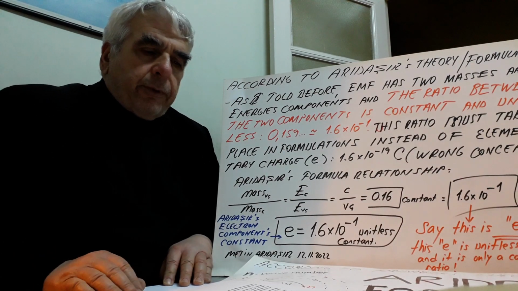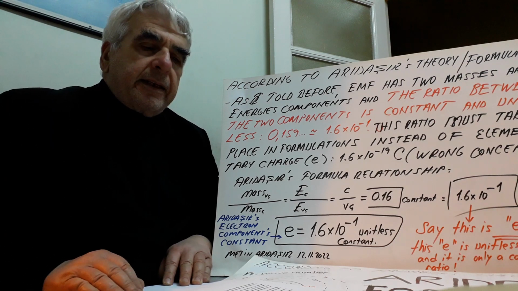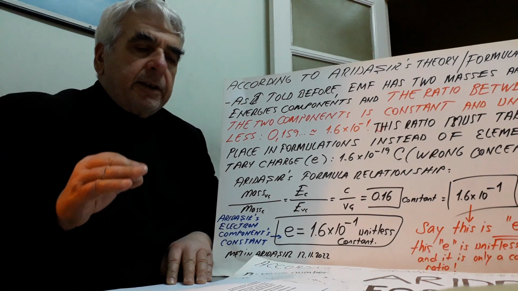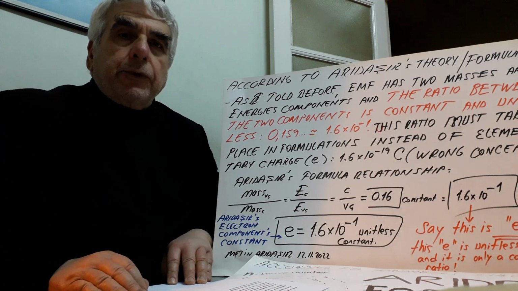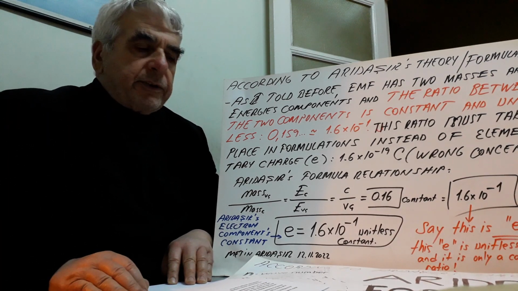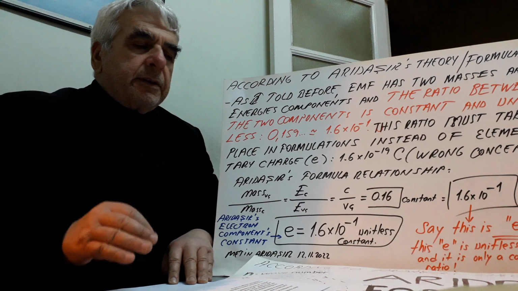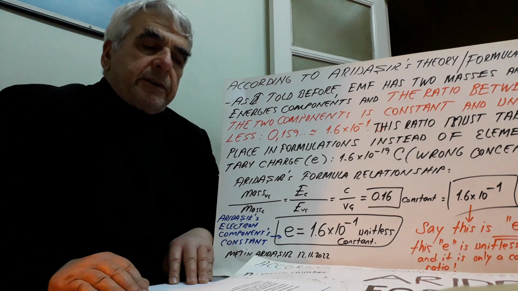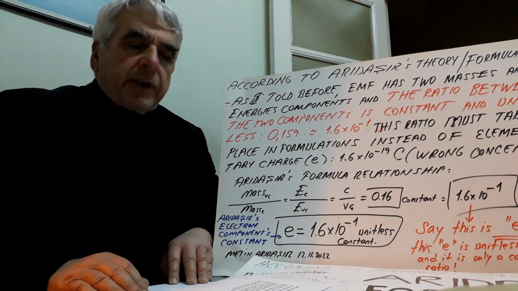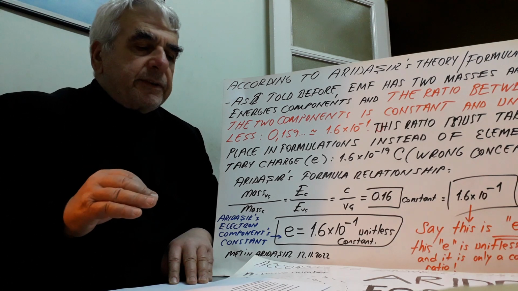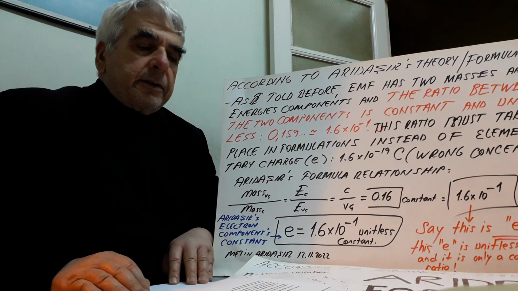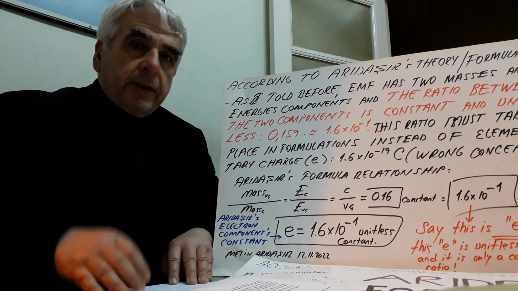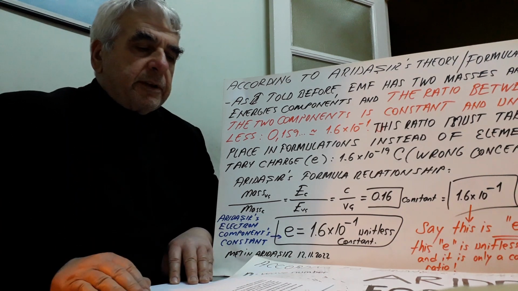An electron motion form has two mass and energy components, and the ratio between the two components is constant and unitless. This ratio is 1.6 10 to the minus 1. This corresponds to the elementary charge in accepted physics, e equal 1.6 10 to the minus 18 Coulomb. But this is a wrong concept.